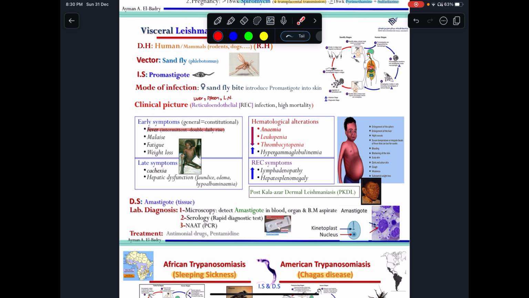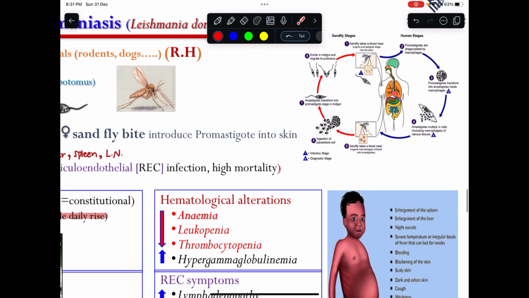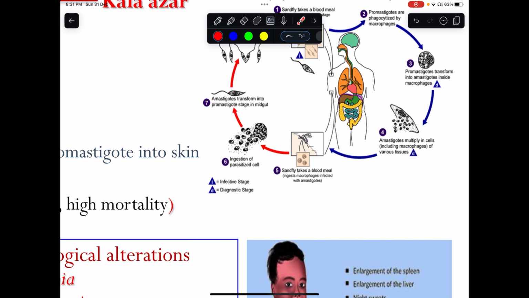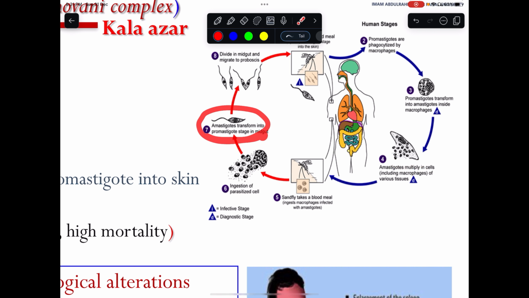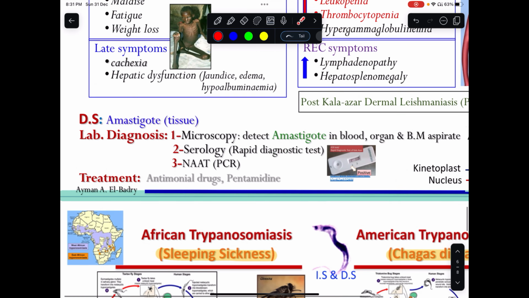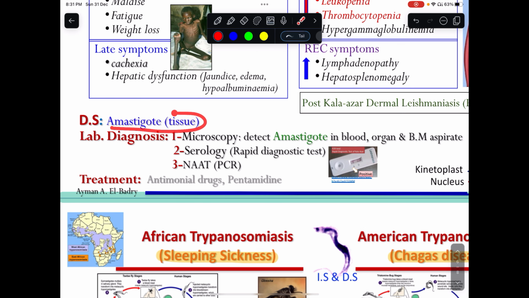So from this, what would be our diagnostic stage? Inside the human's body, we have amastigotes. Inside the sandfly, we have promastigotes. So for diagnosis, what are you going to find? You're going to find the amastigotes. So you see the amastigote in the tissue.